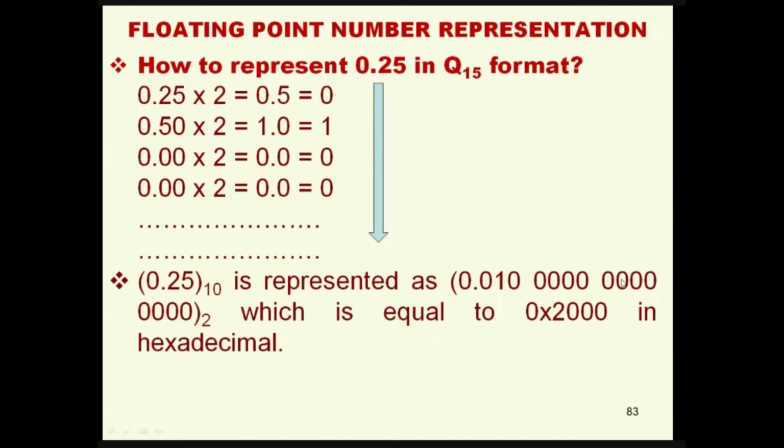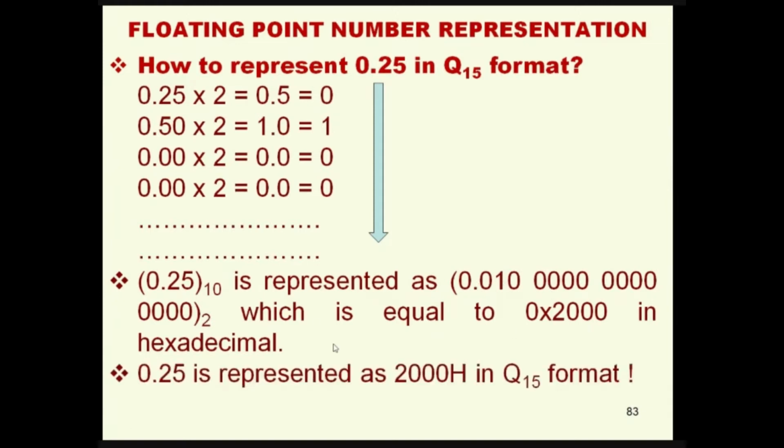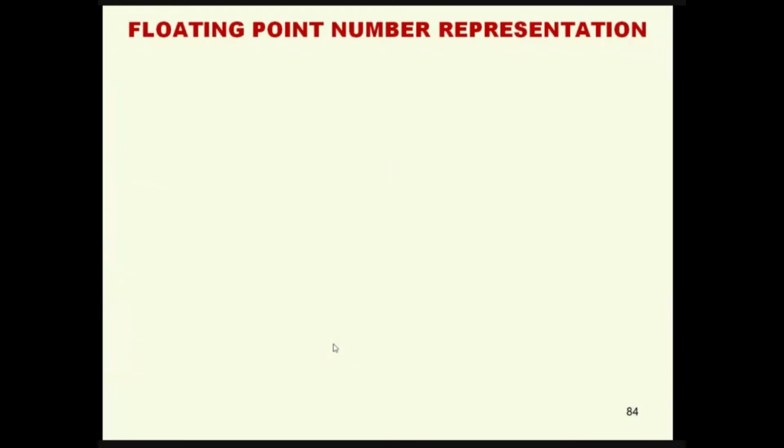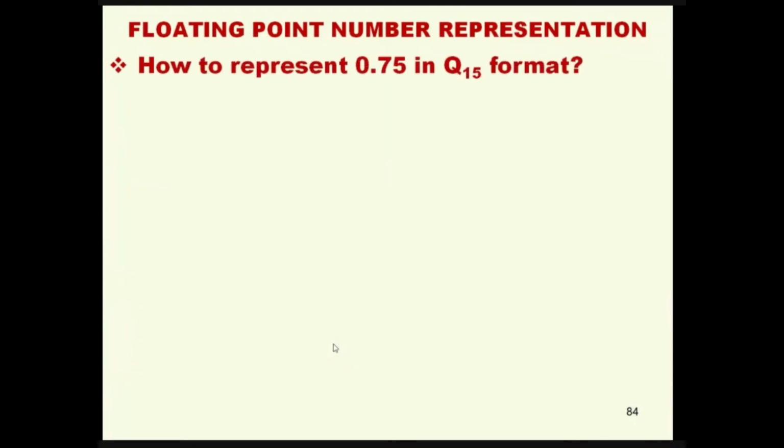0.0100 up to 16 digits, which is equal to 2000. So the decimal number 0.25 is represented as 2000 in Q15 format, which is very interesting. Let us look at one more example. How to represent 0.75 in Q15 format?